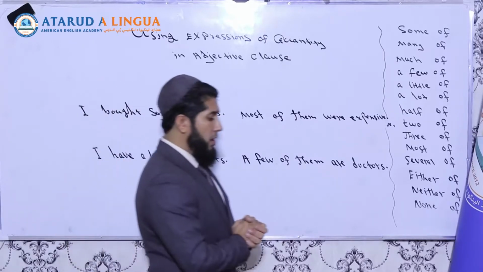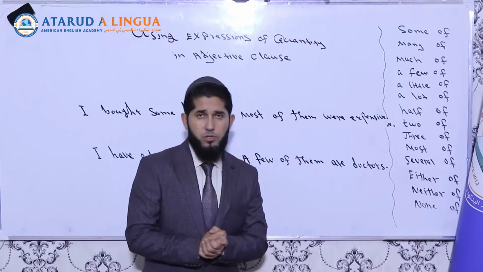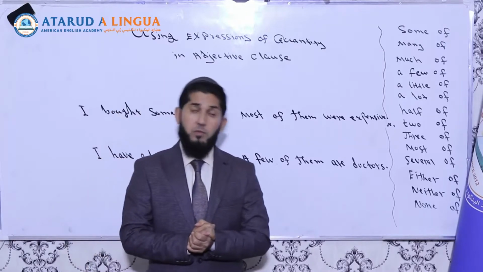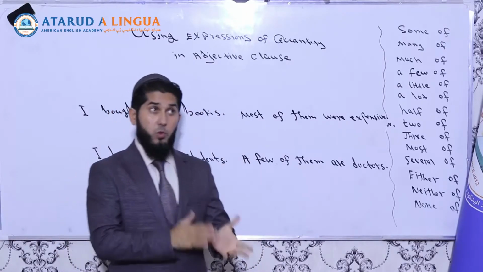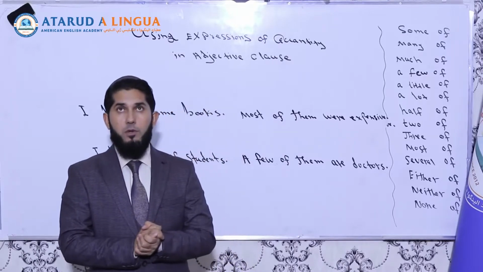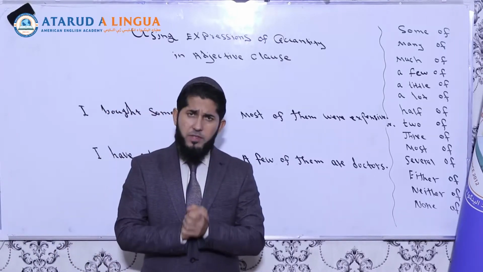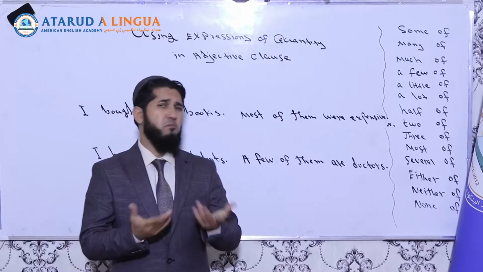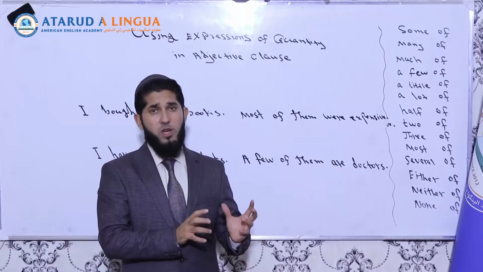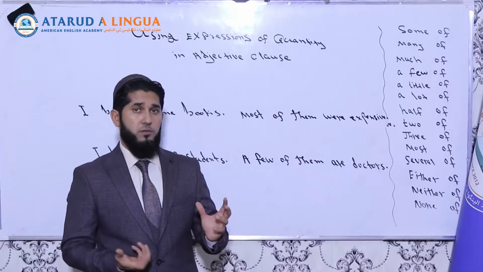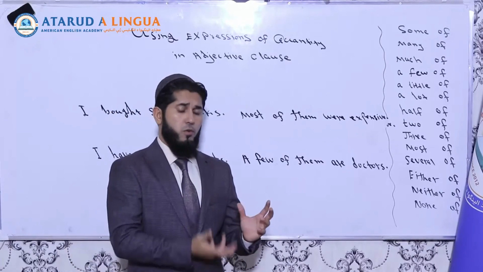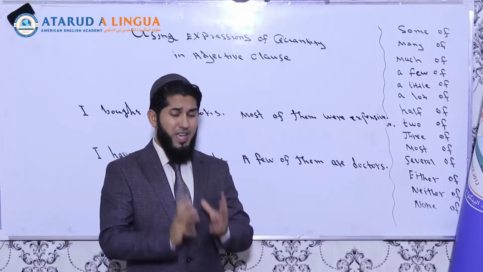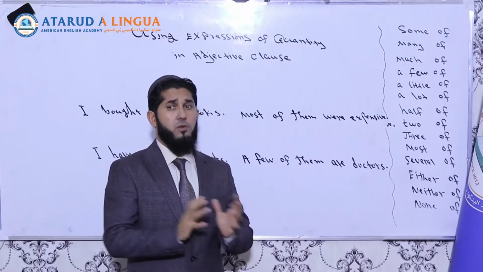So in the English language we have some expressions called expressions of quantity, like some of, a lot of, most of, the majority of, several of, a few of, for example, a great deal of. Some of these expressions of quantity can be used with countable nouns. For example, many of. This expression of quantity cannot be used with uncountable nouns. We cannot say many of the water, or many of the sugar, or many of the oil. And some of them can be only used with countable nouns and not with uncountable nouns.